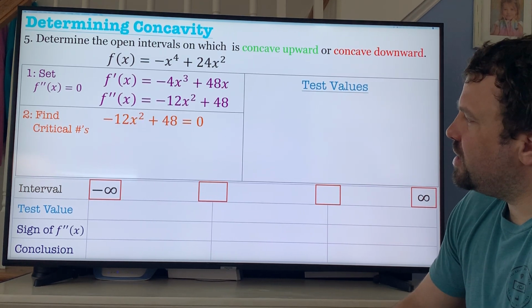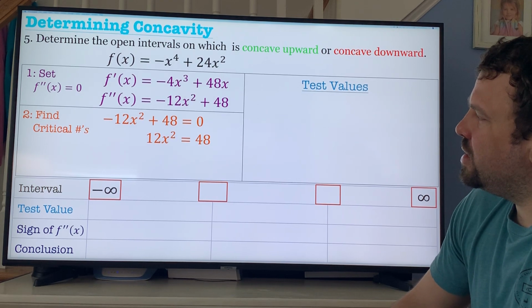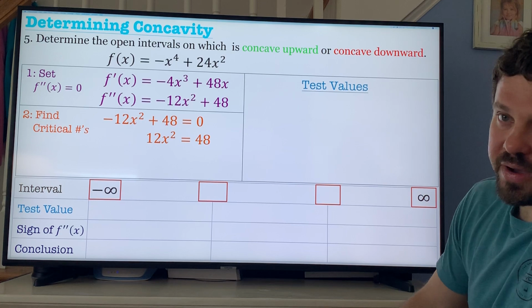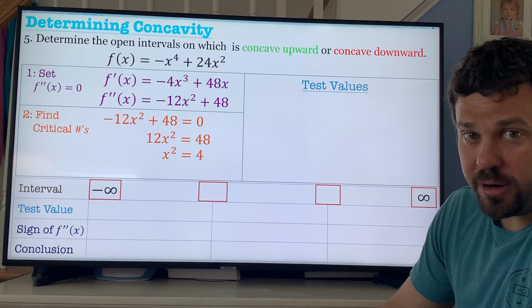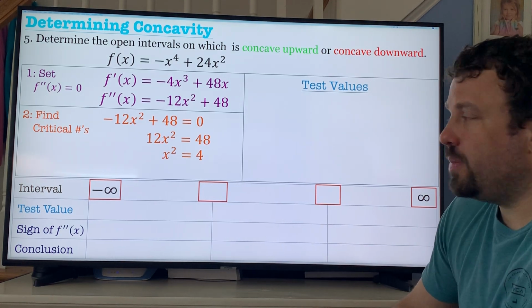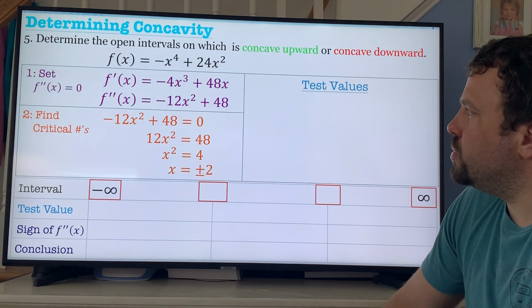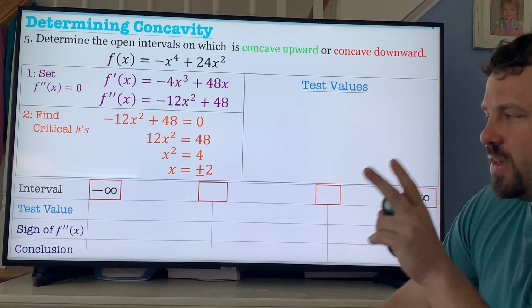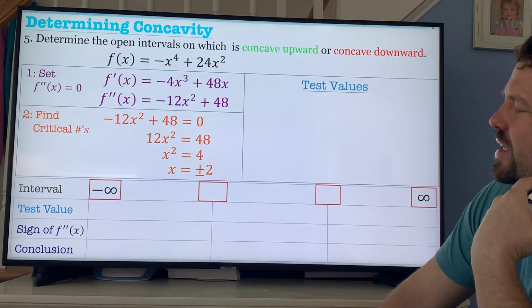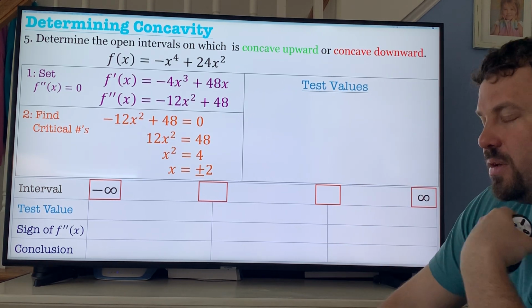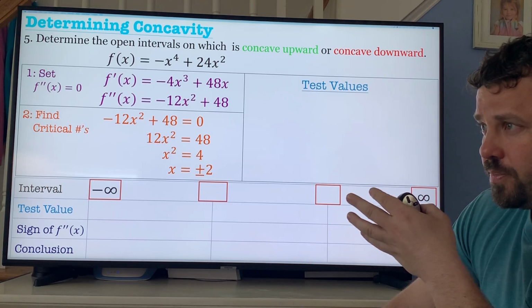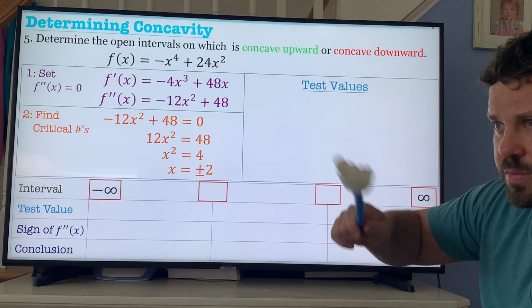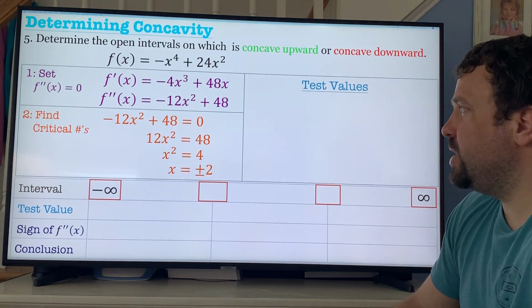So you set it equal to 0, you subtract 48 from both sides, or you can add 12x squared to both sides. It doesn't matter because when you divide, you're going to end up with x squared equals 4. The square root of 4 is both a positive and a negative number, and that number is 2. So you have two critical numbers. These critical numbers are for your points of inflection. They're called critical numbers, even though you also have critical numbers for increasing and decreasing, but it's okay. It all means the same thing. Critical numbers just means when something critical or something changing happens, right?